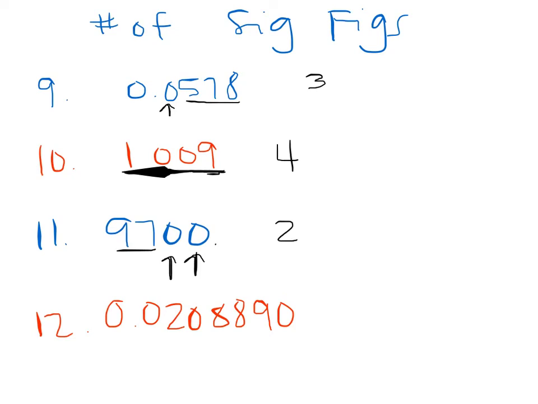Remember, if it did have a decimal at the end here, we would say then it had 4, because we were able to measure all the way out to the ones place if that decimal was here, but originally the decimal wasn't here, so it only has 2 significant figures.